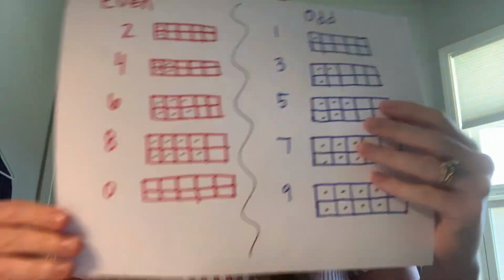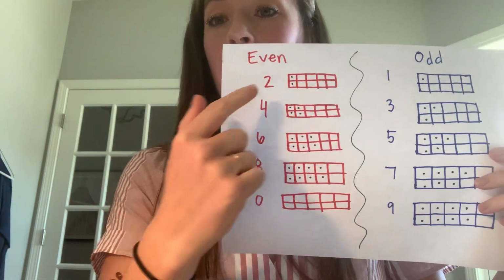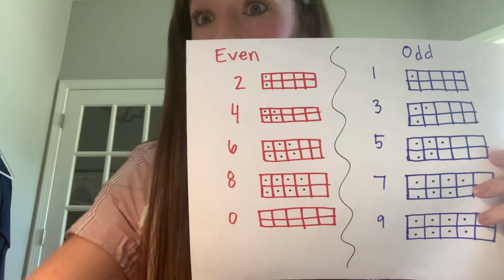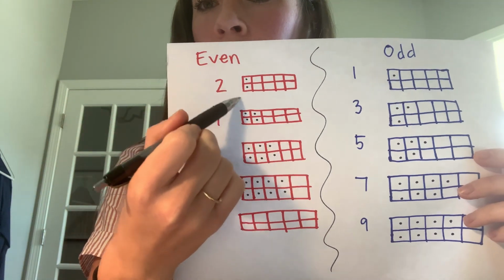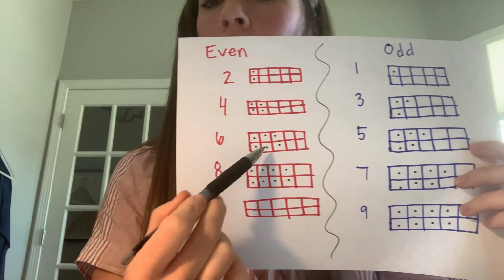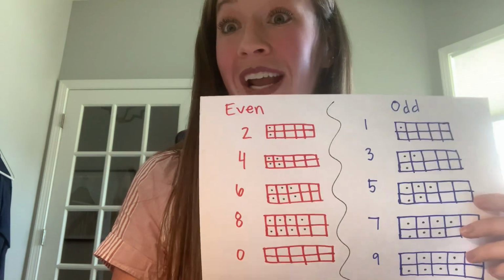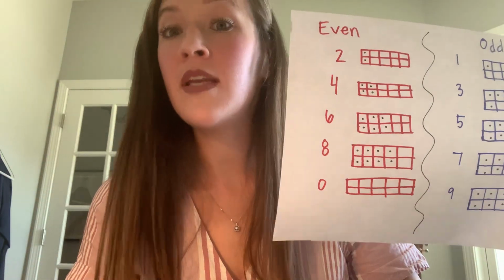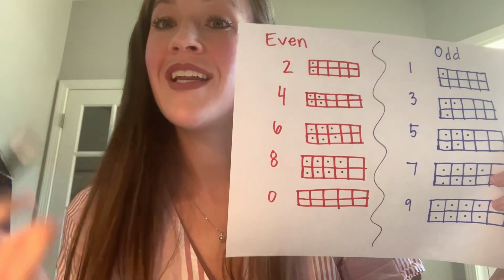So we could see, just looking at our even side, that all of these numbers have pairs, okay? So we could circle our 2s, we can circle our 4s. All of these buddies have pairs, and I would ask the students, what do you notice about all of our even numbers? And they can raise their hand and tell me all of our even numbers have pairs in them.